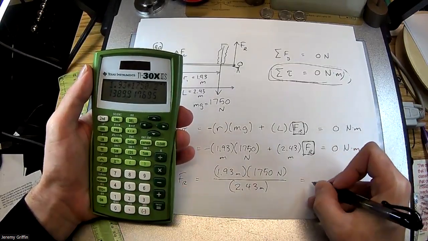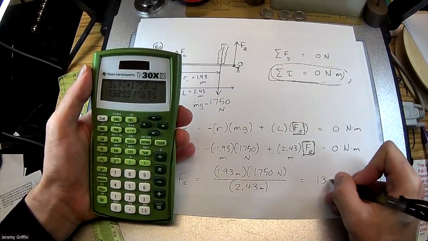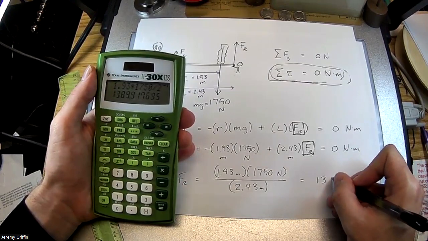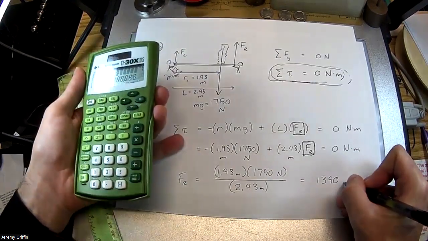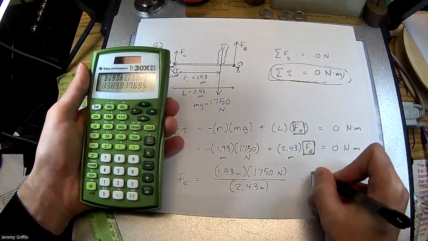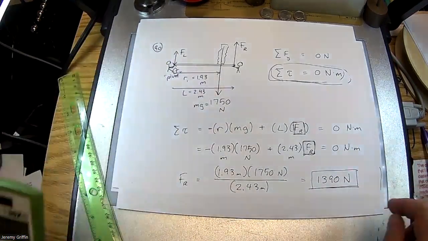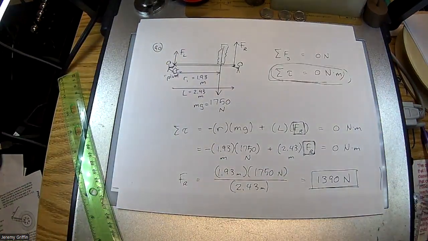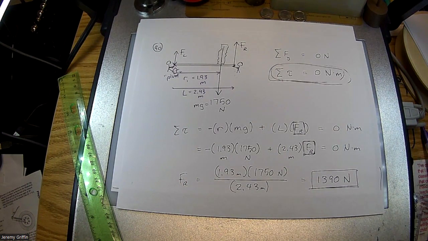Okay, I'm getting 1389.9, I'll just call it 1390 newtons. So it's a force. There you go. That's how much this guy on the right is pulling up. Okay, well, that's one of the guys. Let's figure out the guy on the left.